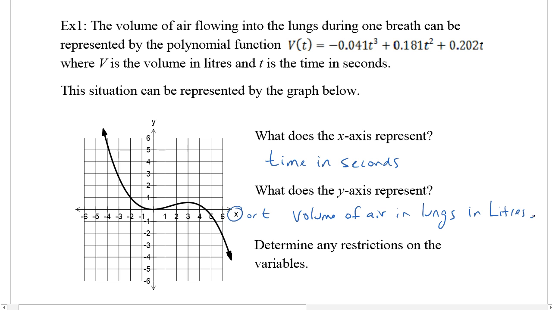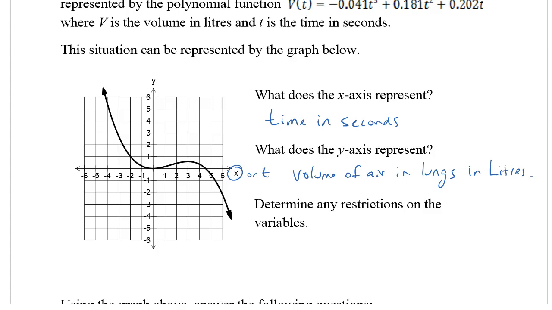And actually I take a little bit of issue with the way this is stated here. It says the volume of air flowing into the lungs. It's not really flowing into the lungs. It should actually be the volume of air in the lungs. Okay, so it's not the rate of change. It's actually how much air is in the lungs.